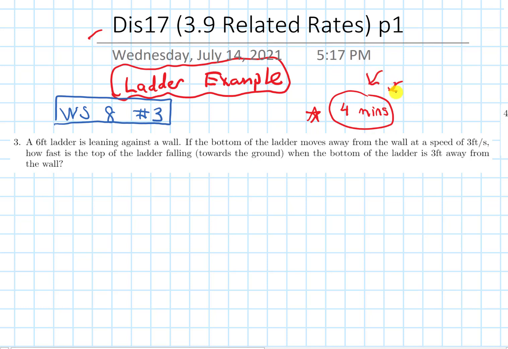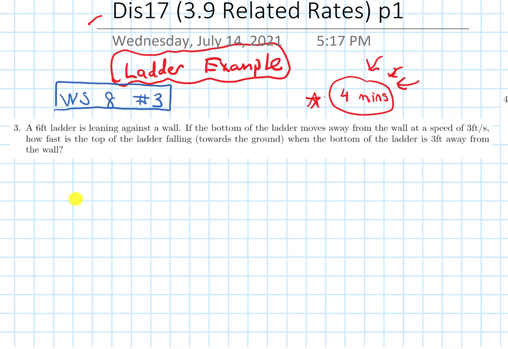4, 3, 2, 1, pause it and try this for 4 minutes on your own first. That's really important, especially with these related rates questions, which can be more challenging, to really give yourself a chance to try it first to assess how well can I do something like this on my own. All right, let's talk about it together.